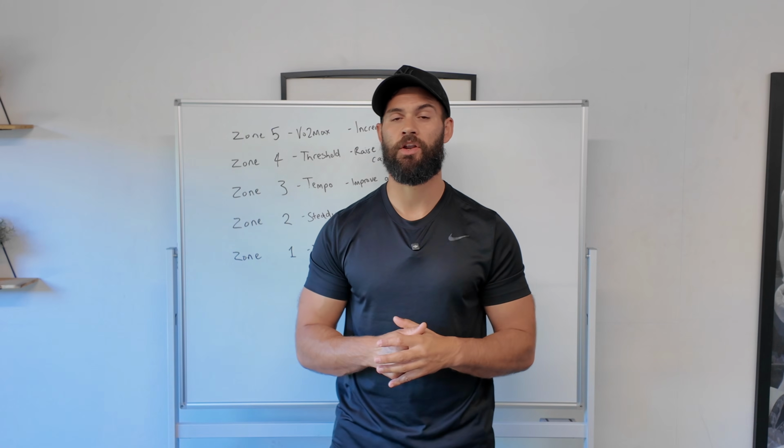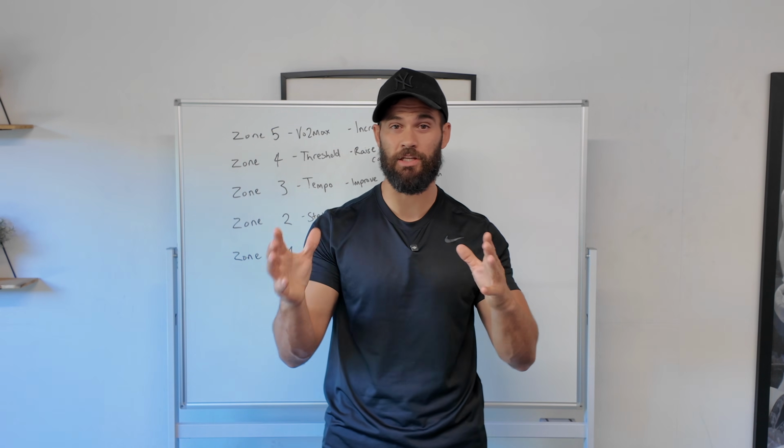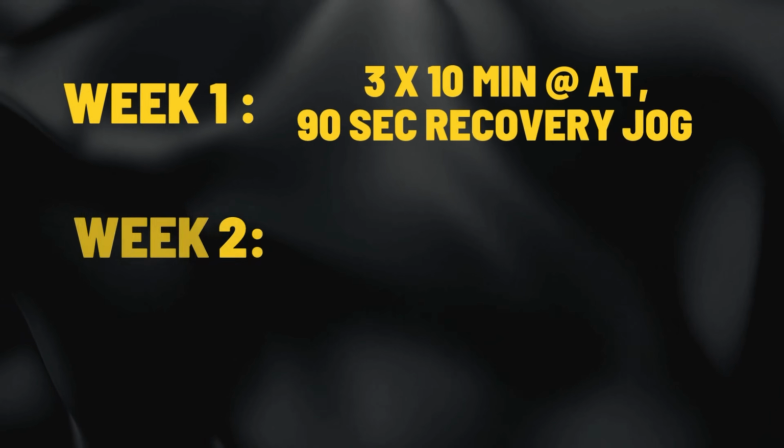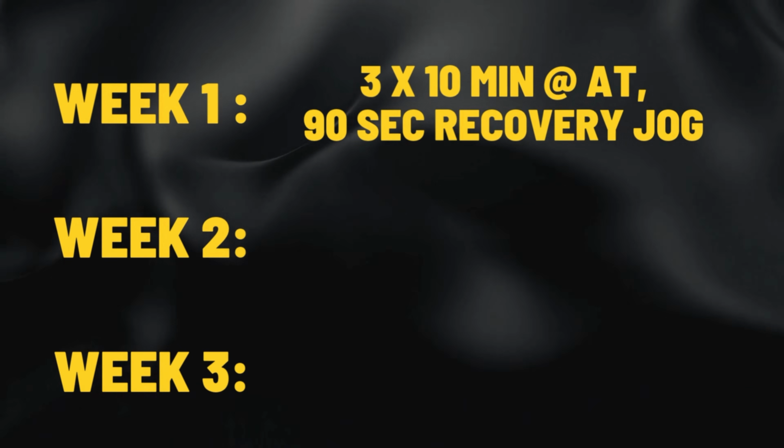Now, as an advanced runner, maybe you can do a 5K in sort of 15 to 17, 18 minutes or so. Maybe you're trying to get that sub 60-minute Hyrox time. Then here's a 3-week progression for you. Week 1, you're gonna do 3 sets of 10 minutes at anaerobic threshold with 90 seconds recovery jogging in between.